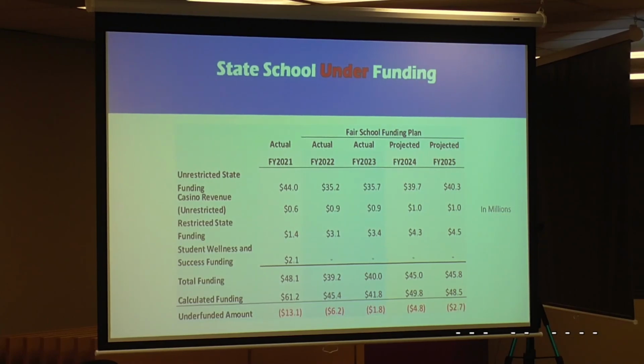And then for fiscal year 23, we were underfunded by about $1.8 million. For this year, we're projected to be underfunded by $4.8 million. And next year, $2.7 million. So if we're just looking at this 5-year period, we're underfunded by $28.6 million.